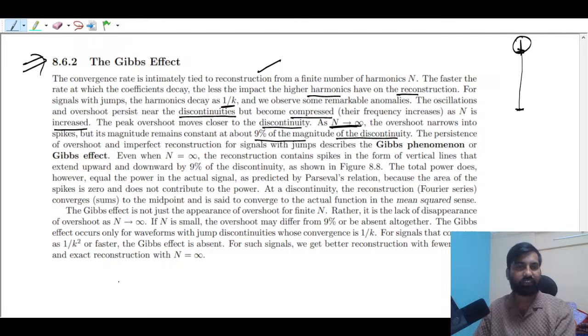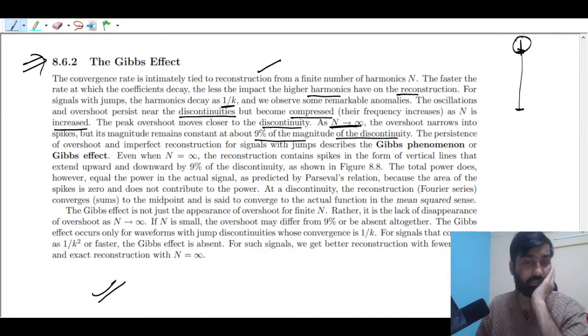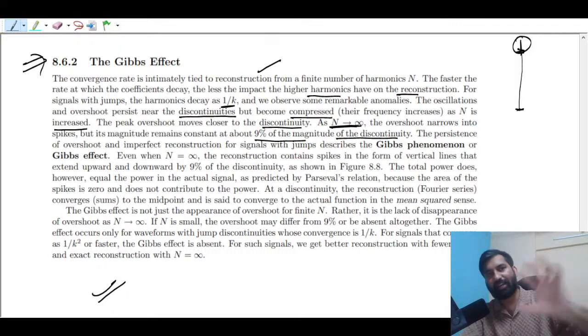So you can read this. And just remember, if there is a jump, a signal with a jump, there will be a Gibbs effect. If there is no jump, there will not be any sort of Gibbs effect. So please go through that and you will be able to get the information. Three or four points are important, that's it.